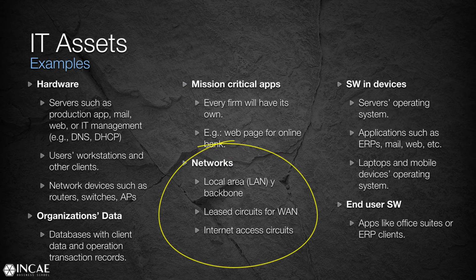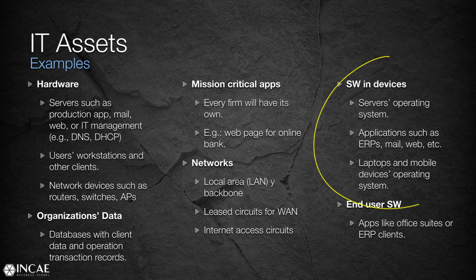We must also protect our networks at varying geographical scopes. We could have local area networks or backbone networks, or we could go internationally in wide area networks and even links over the internet. We also have different software elements, which include not only the ERP applications such as an SAP or an Oracle or a NetSuite, but also the operating system on top of which those applications are running.